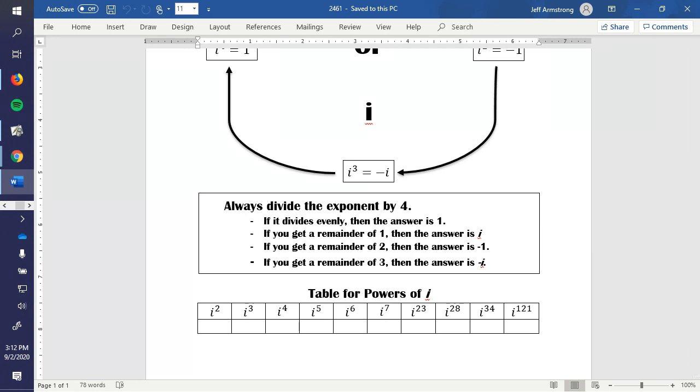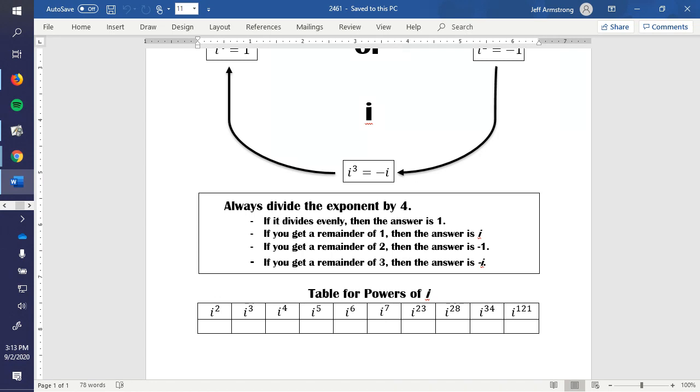So always divide the exponent by 4. The next slide's going to have this information on there. This is very much more organized. So let's go through it here, but the next slide's going to have it as well. So what we're going to do is take the exponent and divide by 4, because there are 4 different values that i can take on.